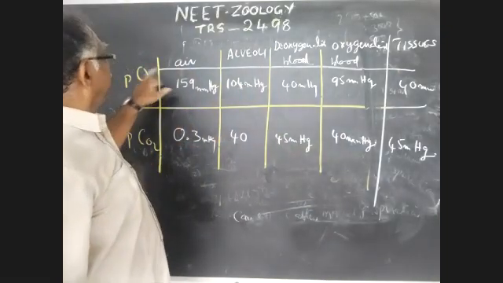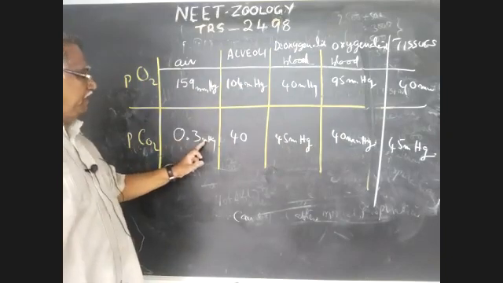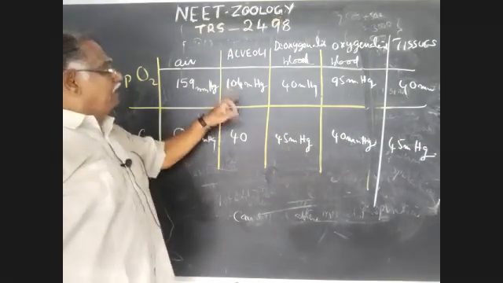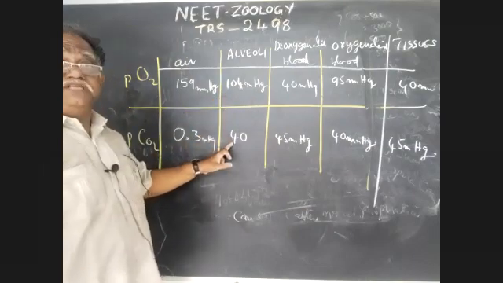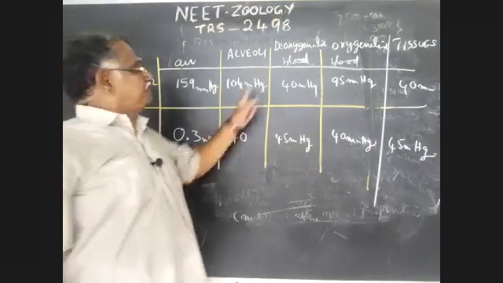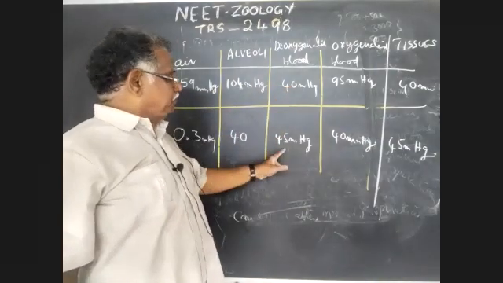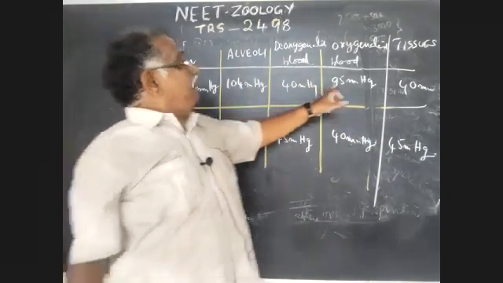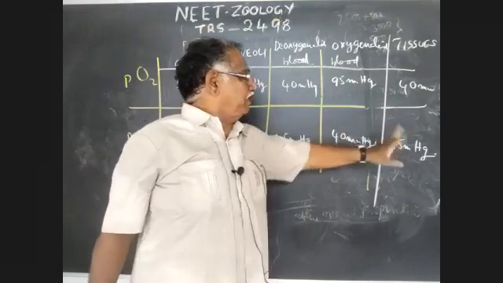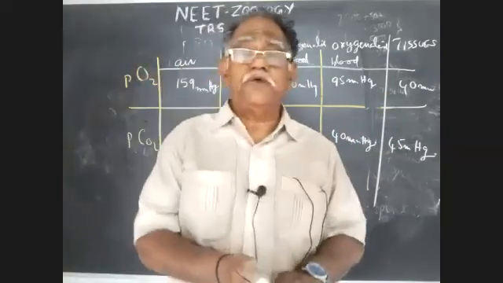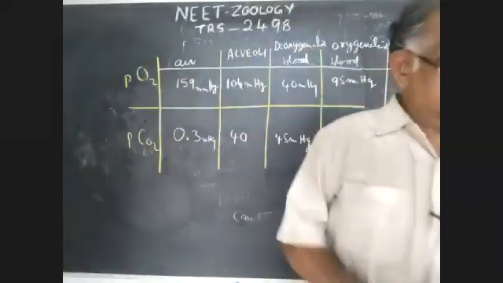PO2 in the air is 159 mmHg, PCO2 is 0.3 mmHg. In the alveoli, PO2 is 104 mmHg and PCO2 is 40 mmHg. In deoxygenated blood, PO2 is 40, PCO2 is 45. And in oxygenated blood, 95 and 40. And in tissues, 40. So, on this table, only one question can be expected. In which form a question may be framed.